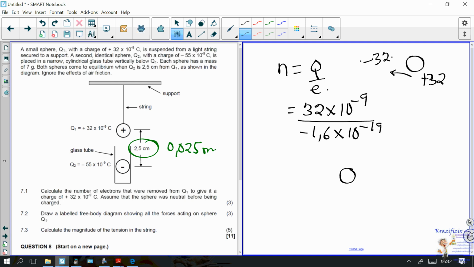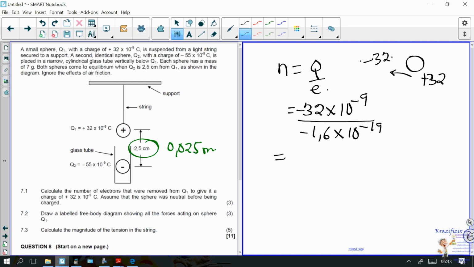It's like your number line. If you remove negative 32 electrons, you are going to be left with positive 32. Why? If you were to add this negative 32 back, you're going to get what? A 0. So the quantity of electrons removed is negative 32. Negative 32 were removed. So what's my answer here? So that's why I am putting the negative there.